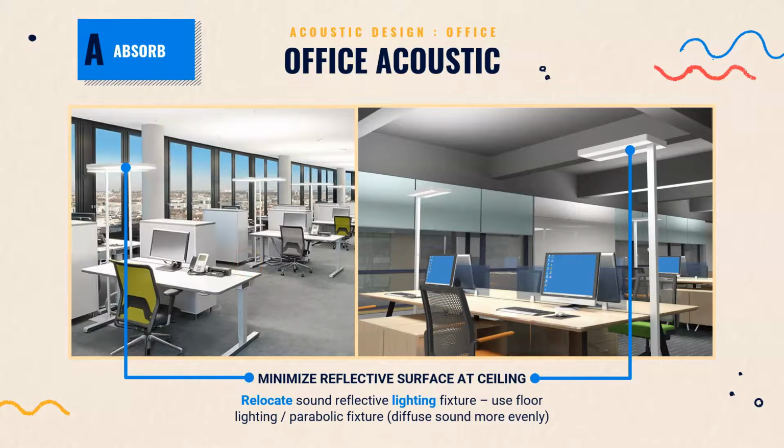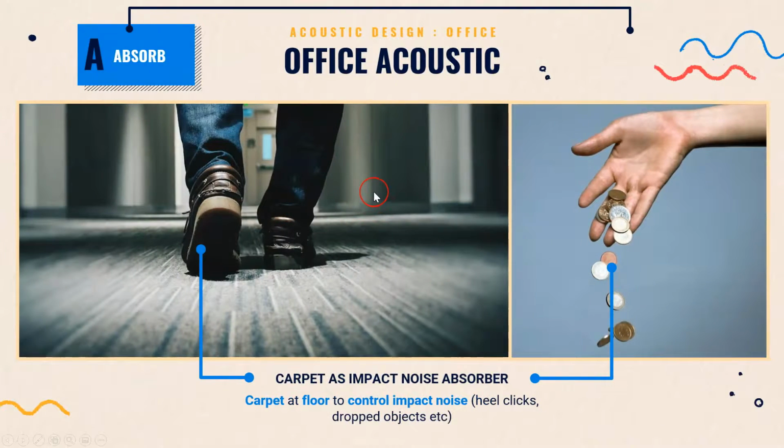To minimize reflection, lighting with reflective surface shall be eliminated too. Okay, lighting with reflective surface is the one that you see at studio, the normal lighting. Another consideration is floor lighting, but if still needed, okay, you can use parabolic fixture that can diffuse sound more evenly. Last one for absorb is to install carpet on floor. Control impact noise such as heel clicks, dropped objects, and others.